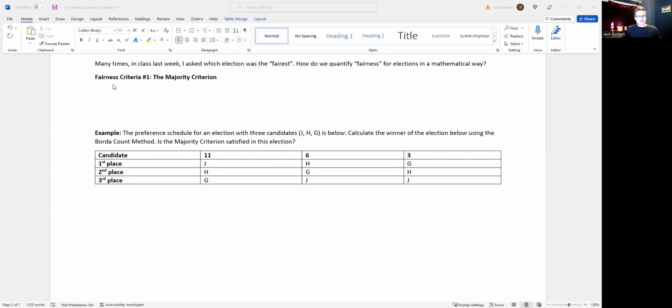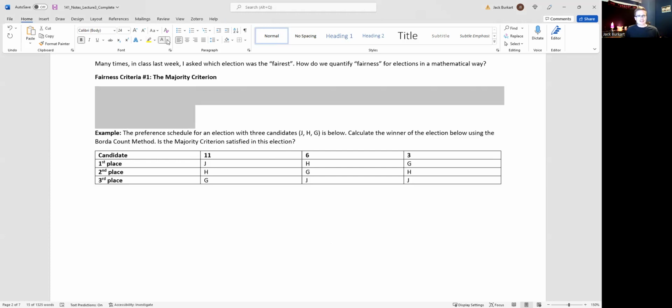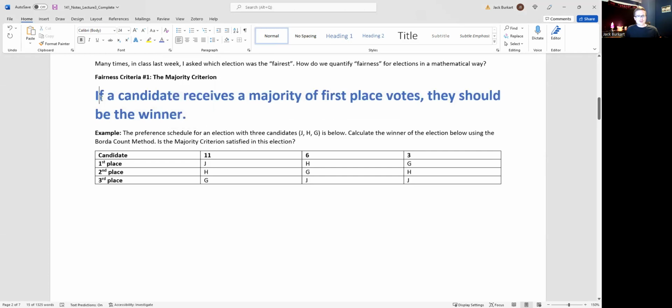The first fairness criterion that I would like to talk about is something called the majority criterion. So the basic idea of the majority criterion is as follows. In an election, no matter how we count the votes, if a candidate receives a majority of first place votes, then they should be the winner. So why does this quantify fairness? If a majority of voters prefer one candidate the most, it seems fair that that candidate should win.